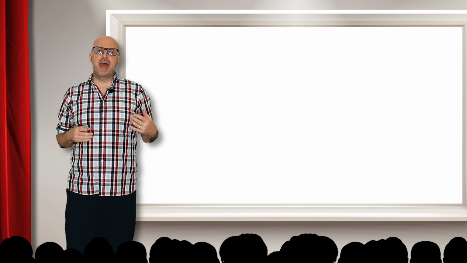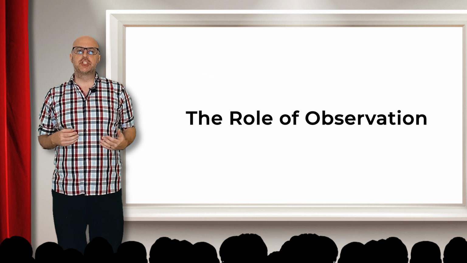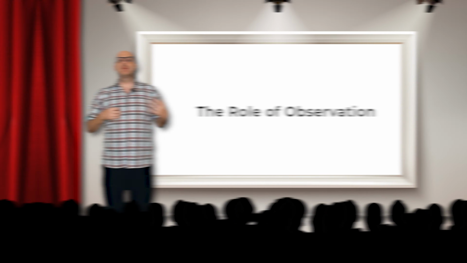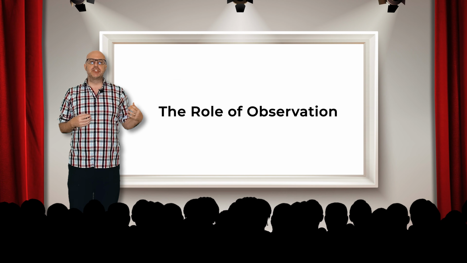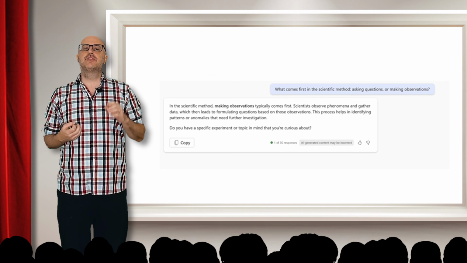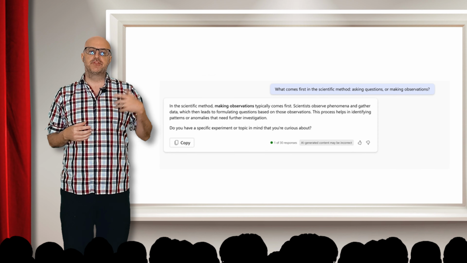I want to take a step back now and talk about the role of observation. As I was researching this video, I went back to my 5th grade class where I learned the scientific method. I remembered the first 2 steps being make observations and then ask a question. When I had my interns Google this, it found conflicting advice, with some people saying observations came first, others saying ask a question came first, so I went to the experts, ChatGPT and Copilot, and they gave me eerily similar answers, both confirming that making observations comes first.